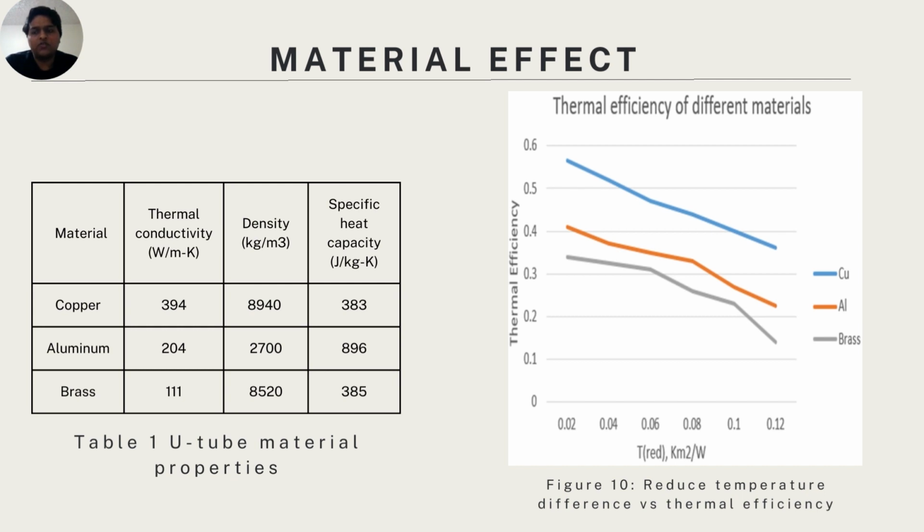figure 10. The change in fluid temperature of water for copper is 13.1 Kelvin, which is the highest compared to the other two, at a constant mass flow rate of 0.001 kg per second. From the graph, it is clear that the thermal efficiency of copper is highest. Hence, copper is taken as the material for the U-tube in this study.